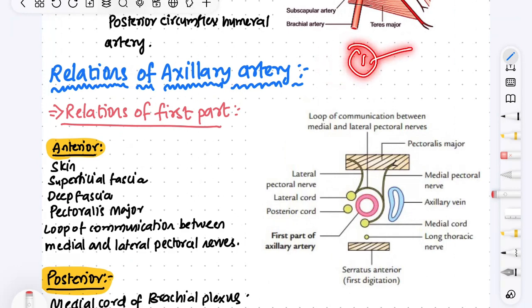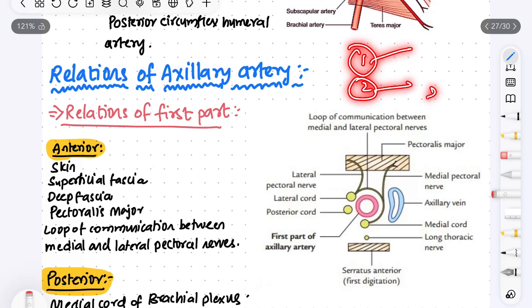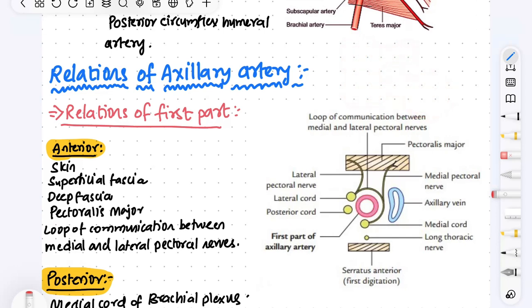So the first part has separate relations, the second part has separate relations, and the third part also has separate relations. Now, what do these relations include? These relations include mainly muscles and the cords of the brachial plexus. These are the two main things to remember. So relations include mainly the relations of the brachial plexus as well as the muscles.